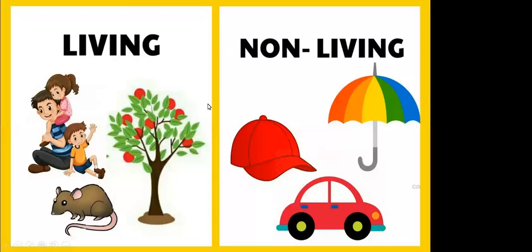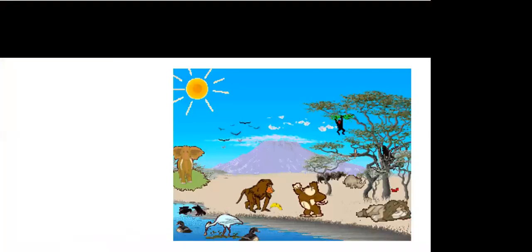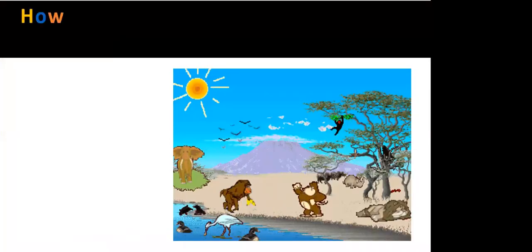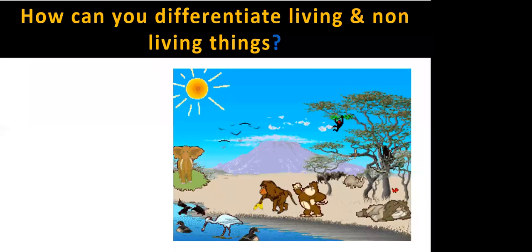Then if you take a living thing and a non-living thing, living things show some characters. They show some movement. There are a lot of things, but non-living things do not have those characters. For example, growth, movement, respiration, a few things like that. So what are the characters which differentiate living things and non-living things?